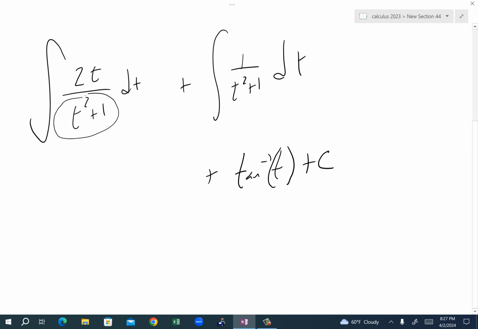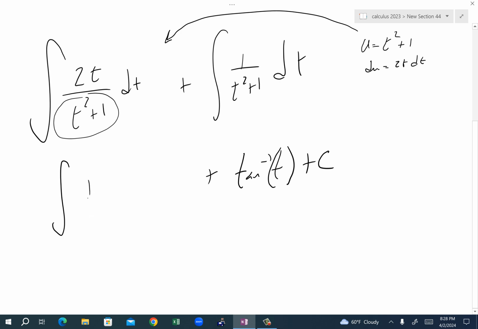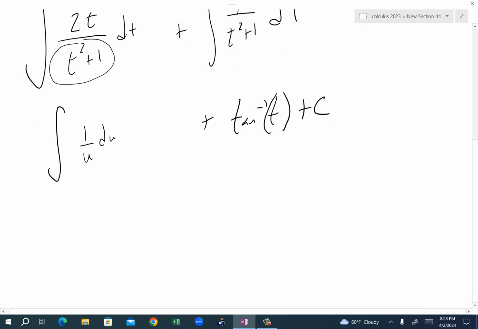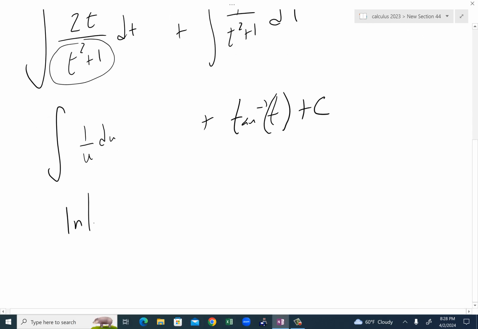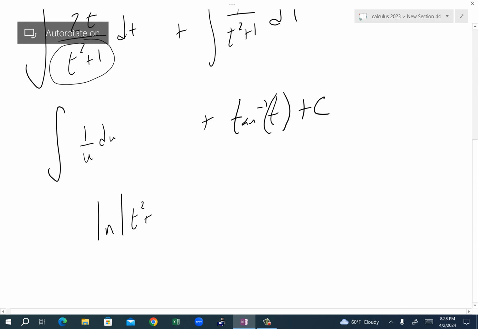Let u equal t squared plus 1, again on just this piece. Then du would be 2t dt. No way. Because this ends up being 1 over u du. And the antiderivative of 1 over u is ln of u. So we get ln of t squared plus 1 plus arctan of t.